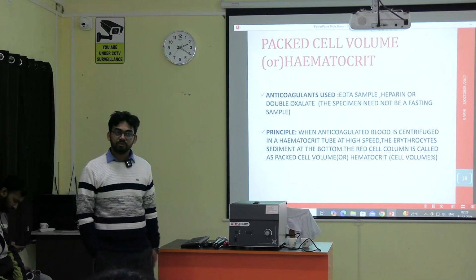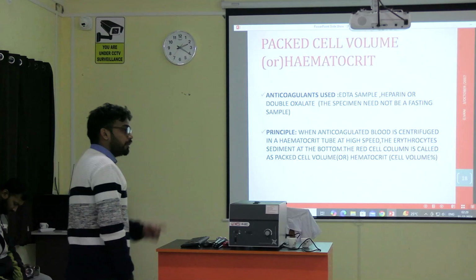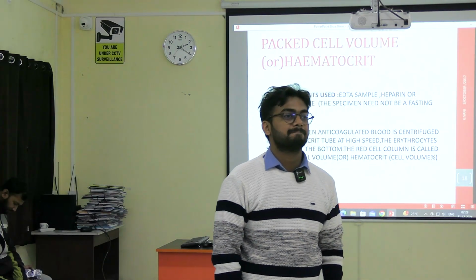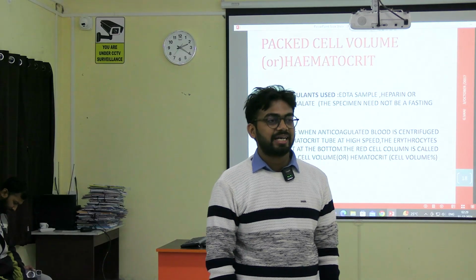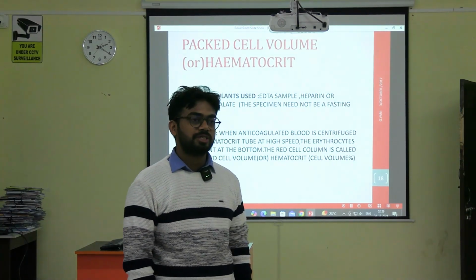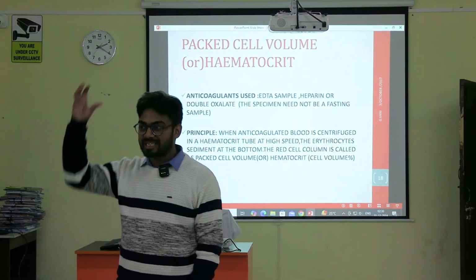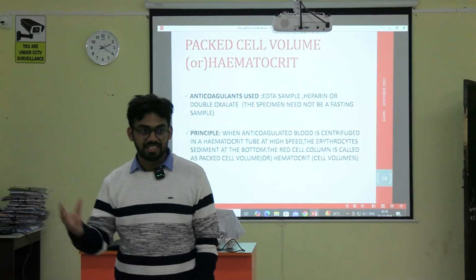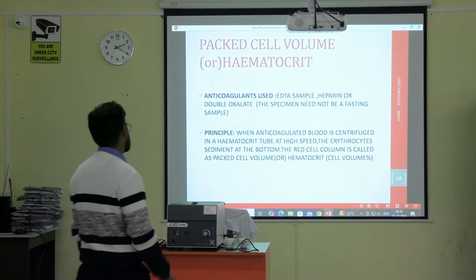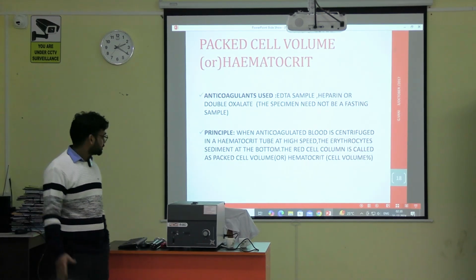What are the anticoagulants used? EDTA, double oxalate. How does EDTA act? Anyone? Yes, sir? How does EDTA act as an anticoagulant? By chelating an ion. Which ion? Which ion is involved in the intrinsic pathway or extrinsic pathway? Calcium. By chelation of calcium, removing it from our blood, it prevents coagulation. That's how it acts as an anticoagulant.